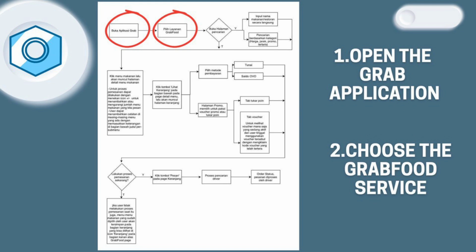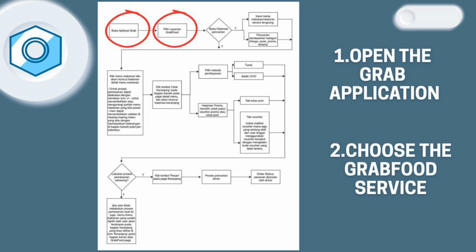Then the second step is to choose the Grabfood service, the initial access to the application, where the user proceeds by selecting the Grabfood service from the main menu. Grabfood represents one of Grab's primary services, specifically designed to facilitate food ordering and delivery from a wide selection of restaurants and eateries.